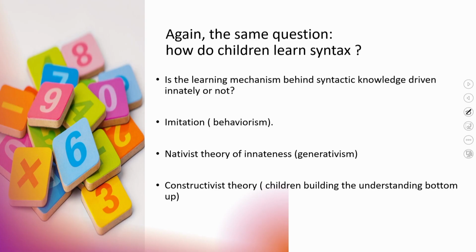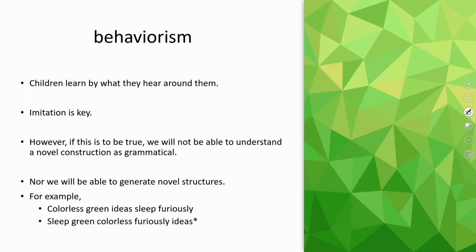Children build up the understanding bottom up as they go, starting with small 2-word sentences and then 3 words, and as they go they learn. These are the three theories. In the beginning also we talked about 3 theories. So, we are revisiting them, and let us see now how things go.